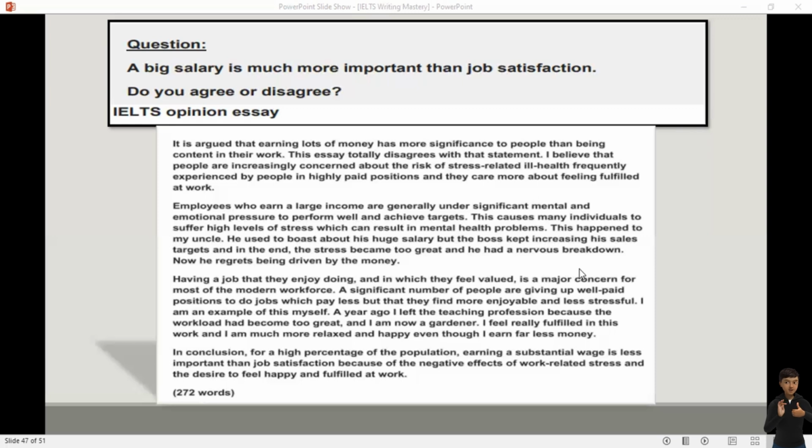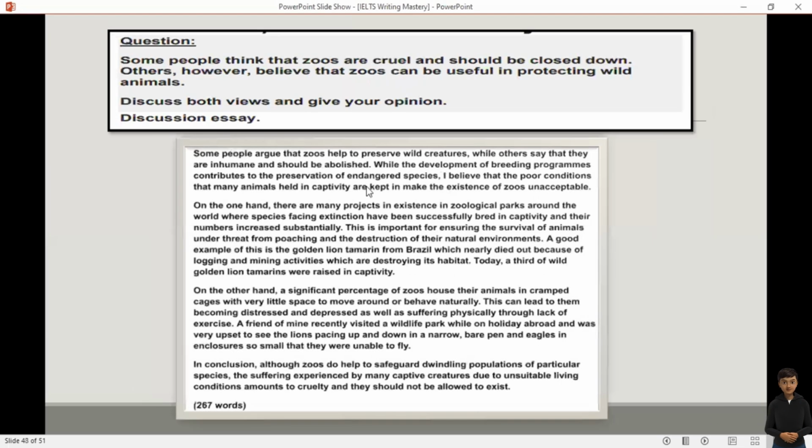In conclusion, for a high percentage of the population, earning a substantial wage is less important than job satisfaction because of the negative effects of work-related stress and the desire to feel happy and fulfilled at work, right? So that's all about earning a lot of money being much more important than job satisfaction. So this is how we have disagreed with the statement and we have given our argument in favor of the question. Now let's have a look at the discussion essay.